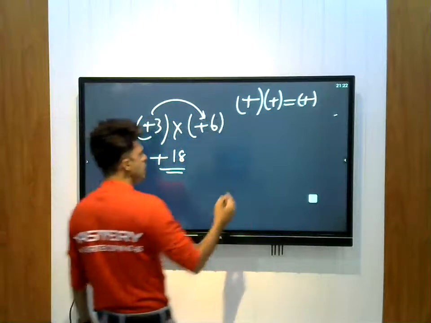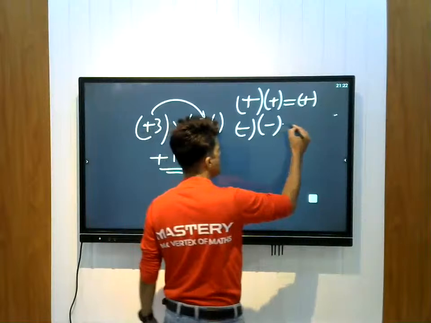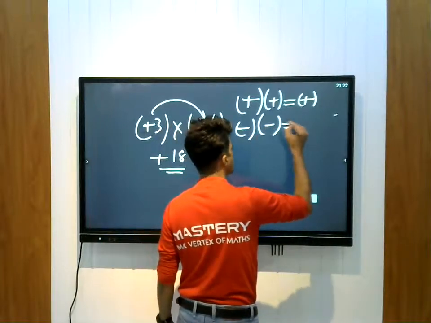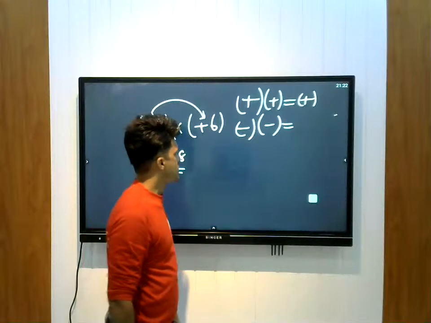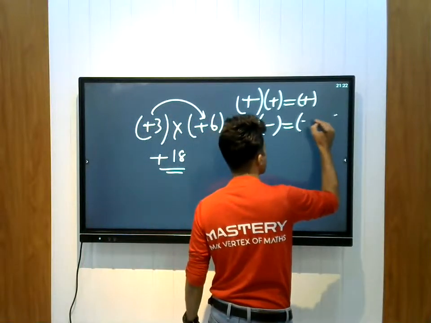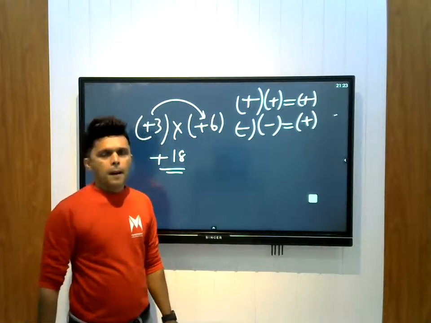We could do the other one as well. Minus into minus. Here it is multiplication, right? Generally we do not write the multiplication sign here. Minus into minus is plus.